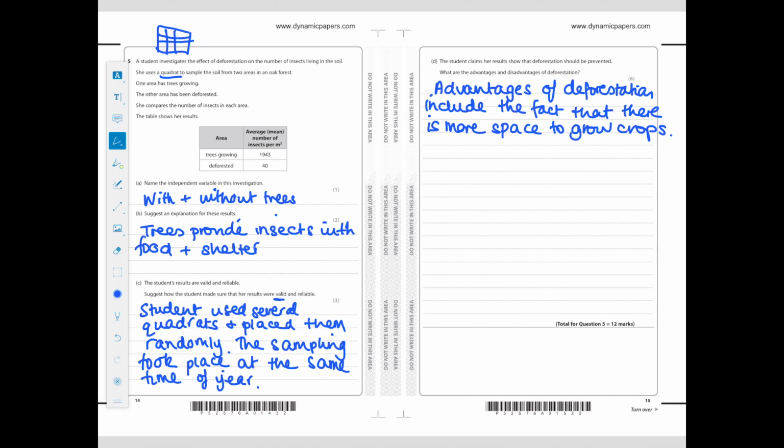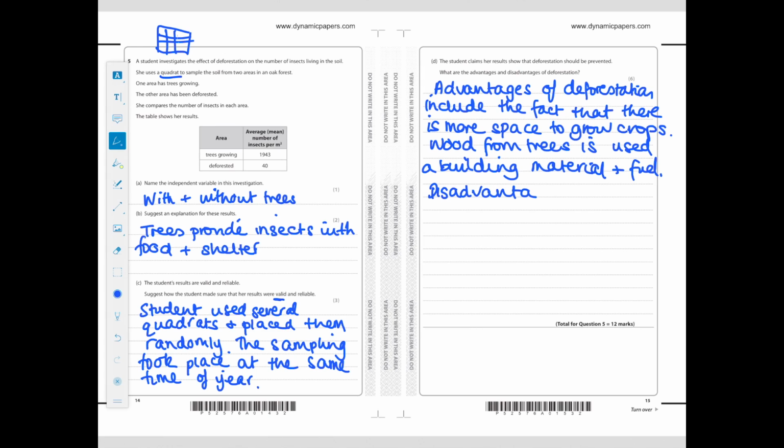And really, the wood can be used for many different things. So the wood from the trees is used as a building material, and fuel, because you can burn it, and subsequently that will provide jobs. Disadvantages now. So many different things you can say. So when that wood is burnt, remember it releases carbon dioxide, which is a greenhouse gas.